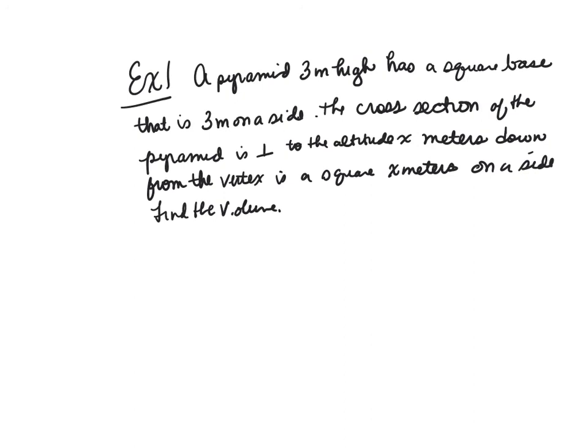Okay, so now let's apply this volume to an example. A pyramid 3 meters high has a square base that is 3 meters on a side. The cross section of the pyramid perpendicular to the altitude, x meters down from the vertex, is a square, x meters on a side. Find the volume. So your best bet should always be to draw a picture. Get an idea of what this looks like. Otherwise, we're going to have a hard time figuring out what the volume is, what the radius is, what the disk is, what the shell is, with all of the little components of what a volume could be.